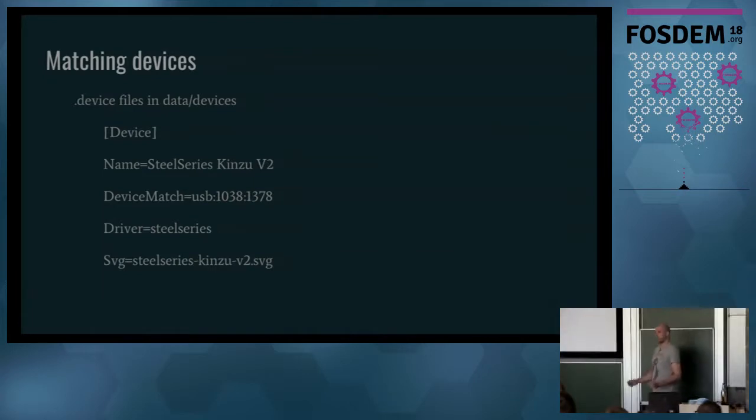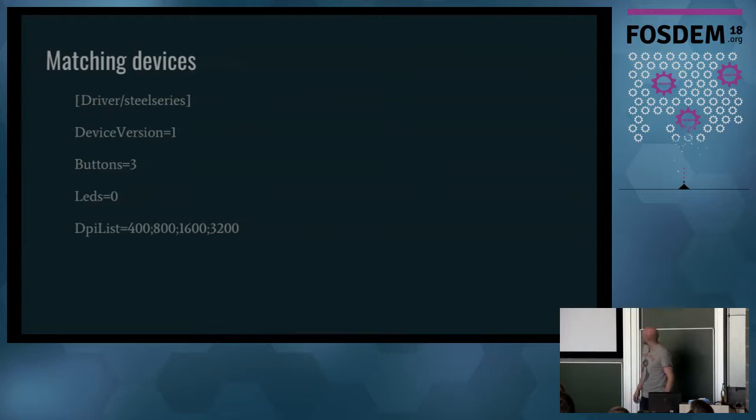Coming back to how we do the matching. The first step if you want to support a new mouse is to run lsusb or similar to get the vendor and product IDs. You put that into the device match. You give it a name, which will just be for showing in the UI. And then you specify which driver you want to use. In the example I took here, it's a SteelSeries driver. And you also have an SVG, which will be a view of the mouse that we'll be looking into a bit later. And you can also put extended information in there if you cannot query it on the device itself.